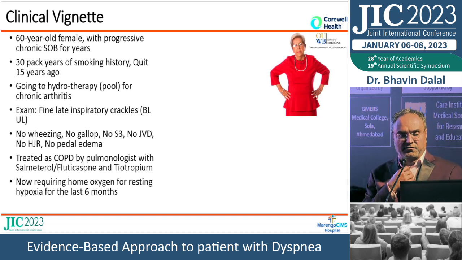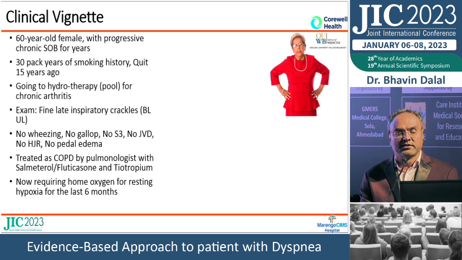Second case, 60-year-old female with progressive shortness of breath for years. Remember, these are very important words. 30-pack year smoking history, quit smoking almost 15 years ago, going to hydrotherapy or pool therapy for chronic arthritis. On physical exam, there are late inspiratory crackles, more on the bilateral upper zone. These are very important history findings. No wheezing, no gallop, no S3, no JVD, no hepatojugular reflux or pedal edema.